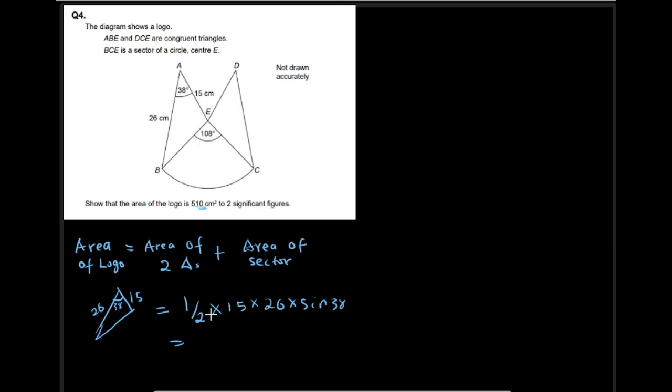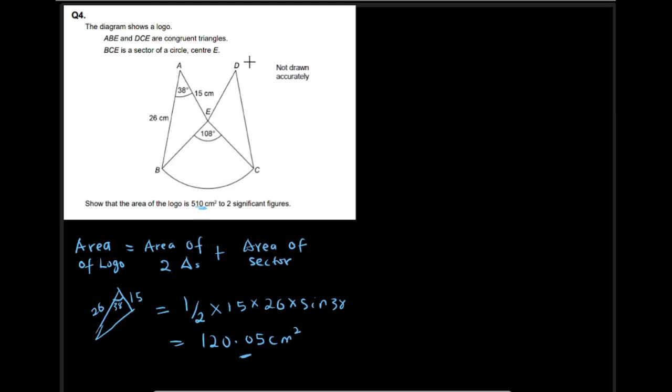Rather than saying half base times height, you just say half times the product of the two sides you're given times the sine of the angle you're given. So if we solve this with our calculator, we're going to have 1 over 2 times 15 times 26 times sine 38 degrees, and that will give us 120.05 cm squared.